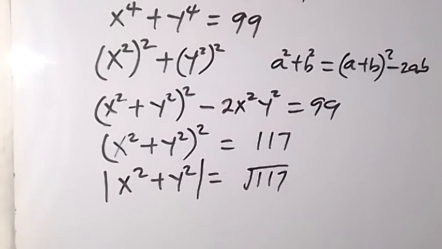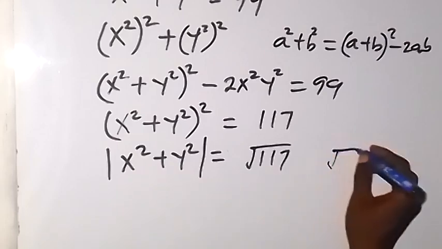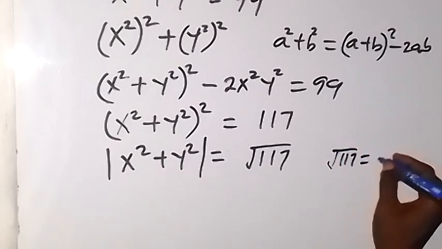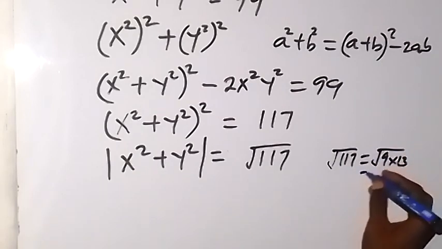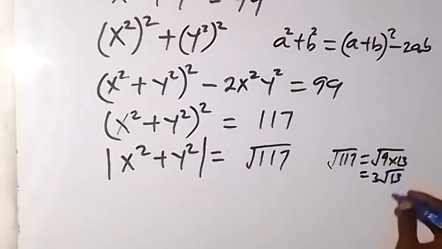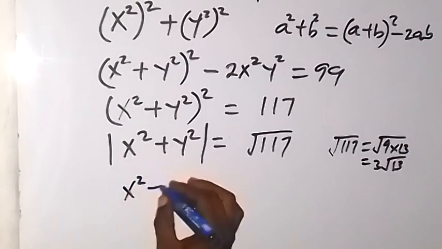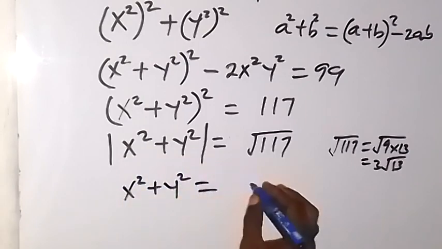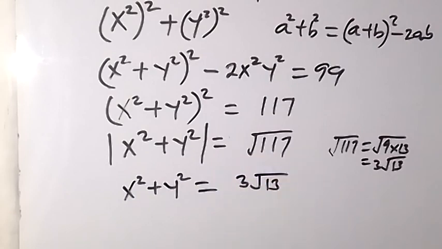So the square root of 117 can be broken down. We can write it as the square root of 9 times 13, and the square root of 9 is 3, so we can write that as 3 root 13. So I can say that x squared plus y squared will be equal to 3 root 13. That is the square root of 117.